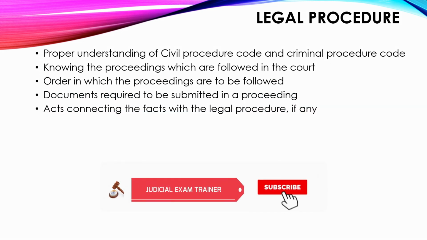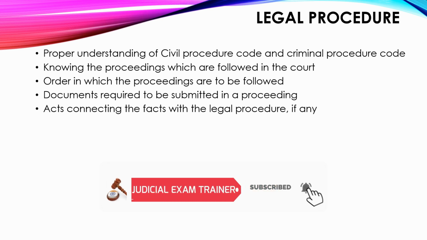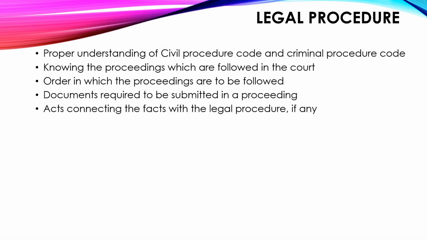Now, coming to the legal procedure. What they expect in legal procedure is you should have a proper understanding of the civil procedure code and criminal procedure code. And you should also know the proceedings which are followed in the court. Because it is not only the civil procedure code or the criminal procedure code which governs the functioning of a court. There are certain other aspects which also govern the functioning of the court in addition to the civil procedure code as well as the criminal procedure code. Each and every aspect needs to be known by the judge.